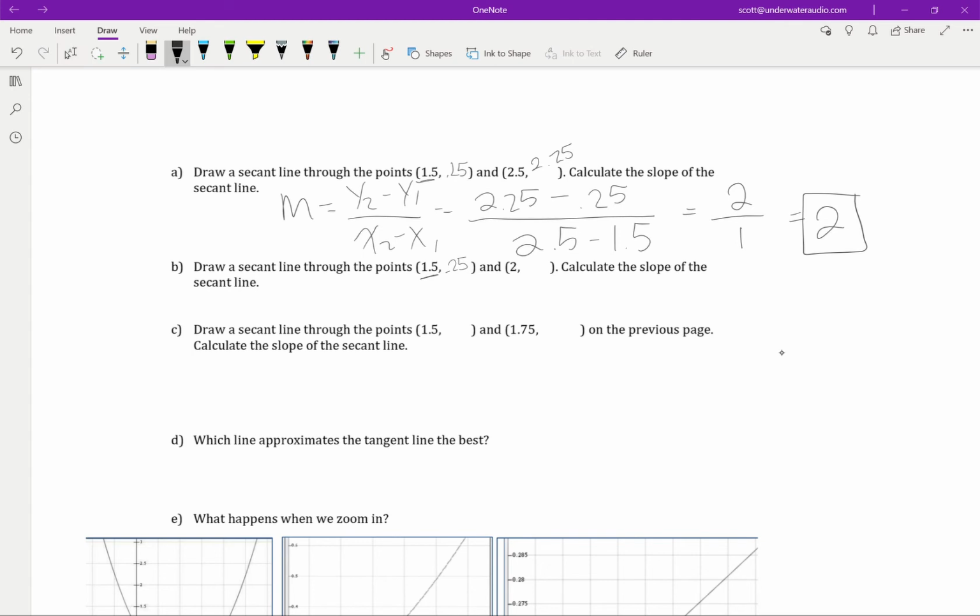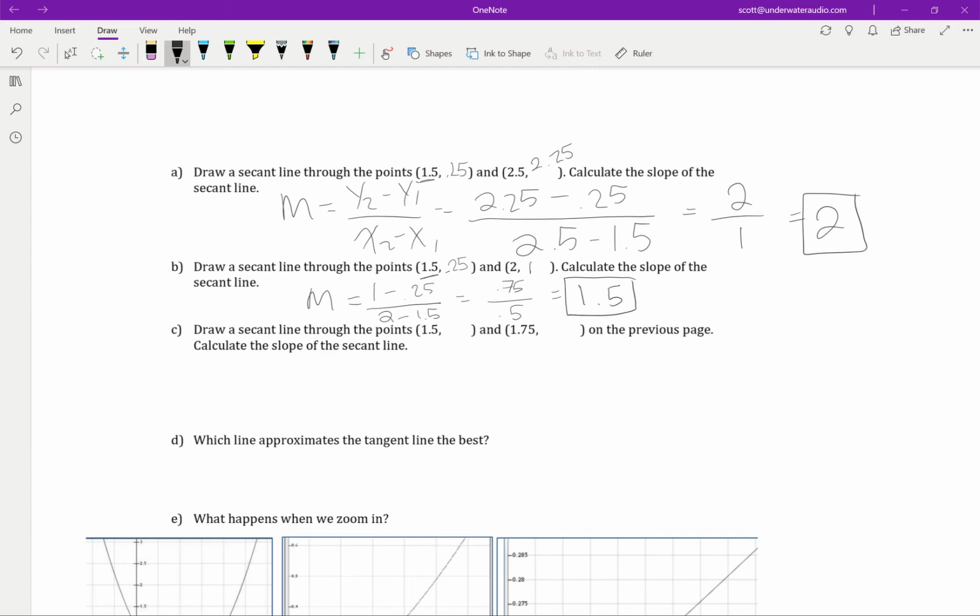Draw a secant line through the points 1.5, 0.25, and 2, 1. Calculate the slope of the secant line. So m equals 1 minus 0.25 over 2 minus 1.5. So that's going to be 0.75 over 0.25. All right, I'm going to calculate that. Oh, I think I made a mistake, my bad. 2 minus 1.5 is a half. Okay, calculator says that is 1.5.